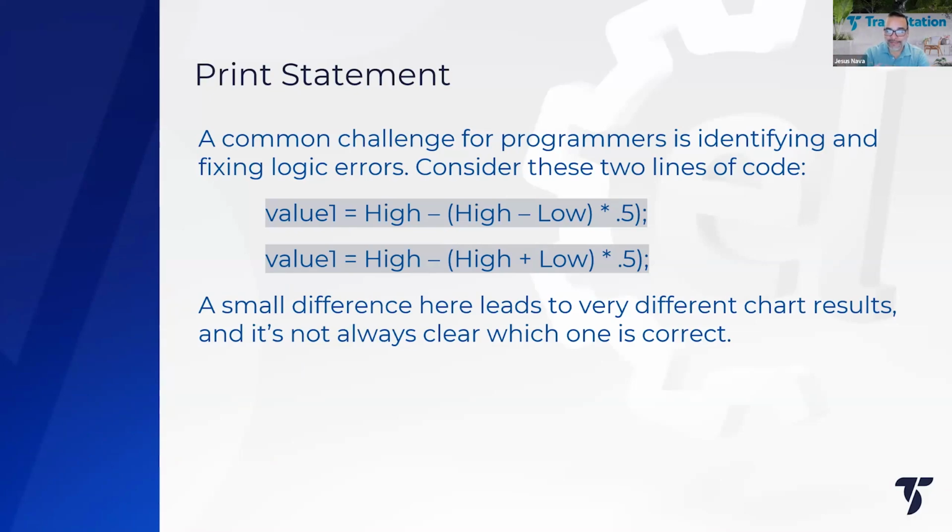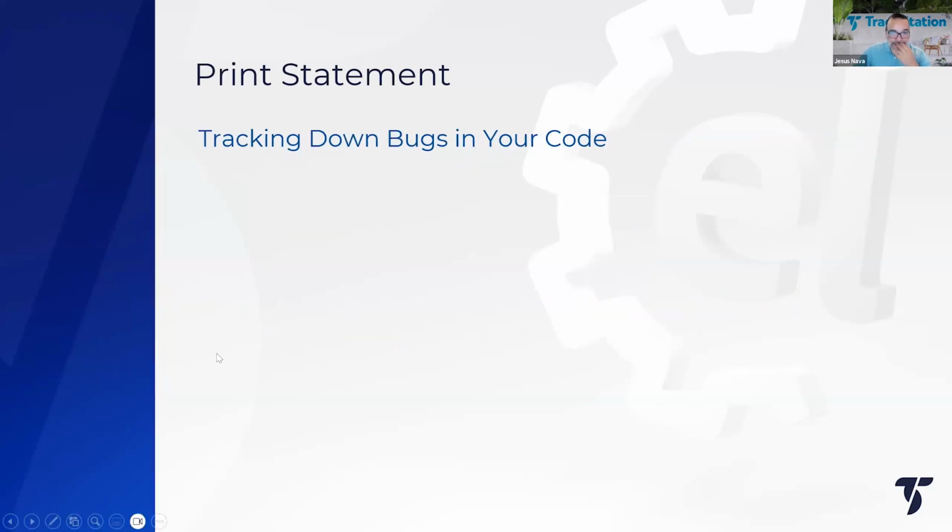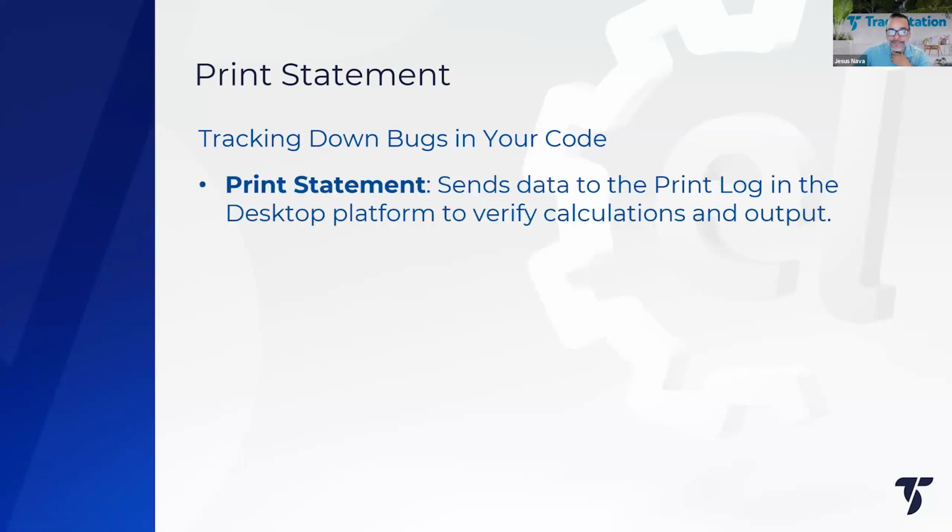But knowing that value, it's important. And that's where the print statement comes in, because then you can tell EasyLanguage, well, print the value that is inside Value1 so I can confirm if it's correct or not. So that's what we're going to talk about today. We're going to use a print statement to track down bugs in your code.